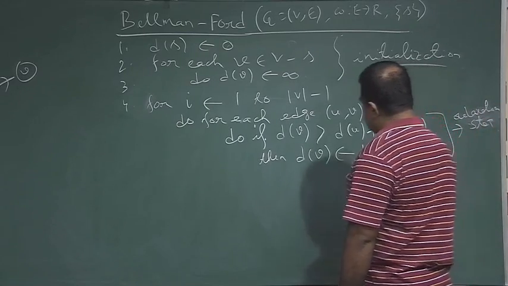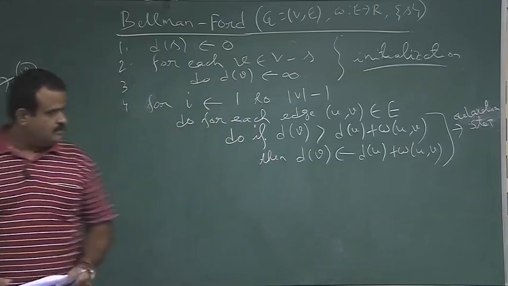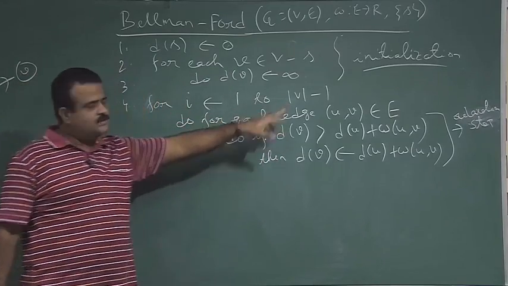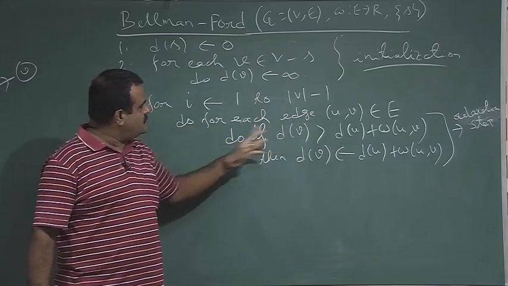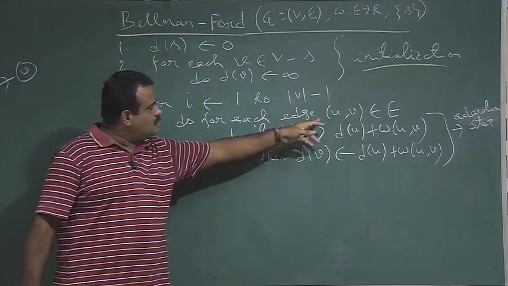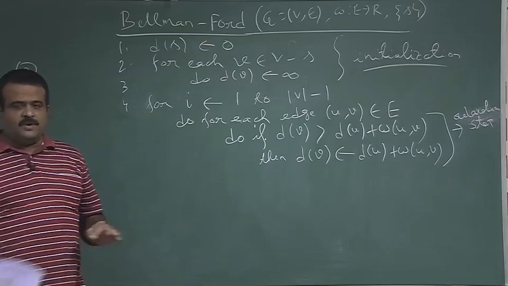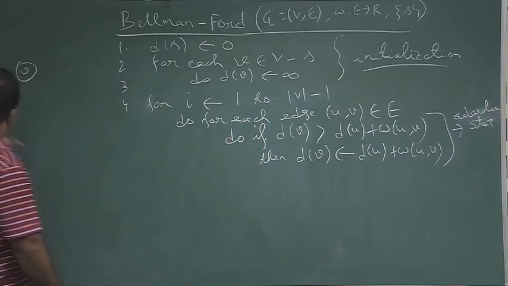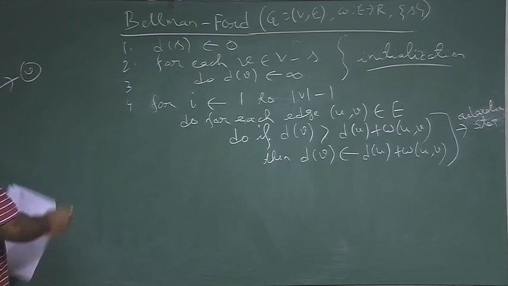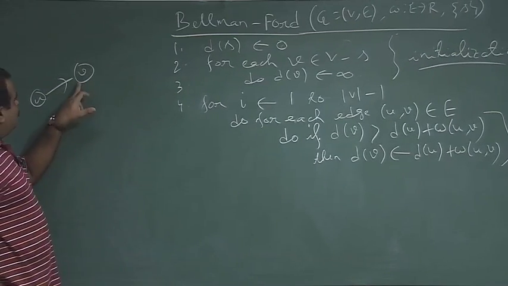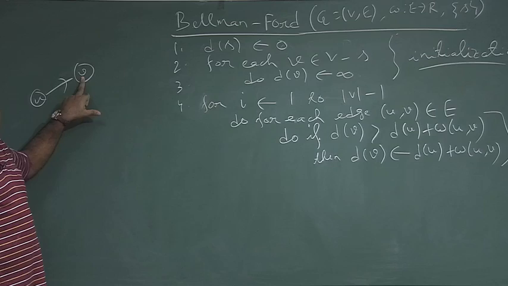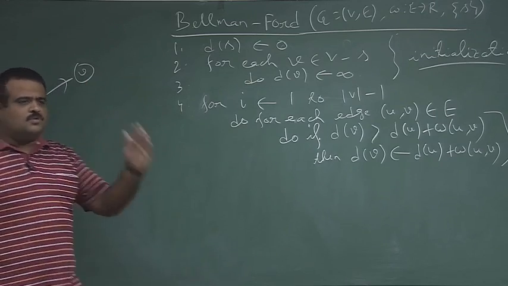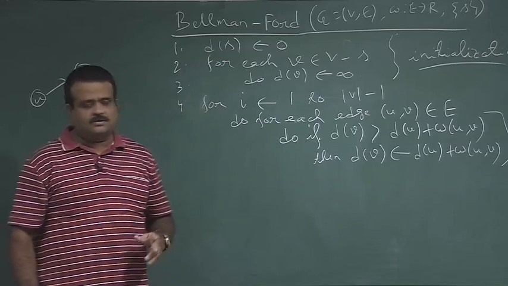Okay, so we have an outer loop. This outer loop is working up to V minus 1 times, order of V times, and the inner loop is also working up to the number of E times. Basically, we are checking each of the edges in the graph, and we are checking whether we could relax the corresponding V or not. So we are doing a huge number of relaxations. This is the way.